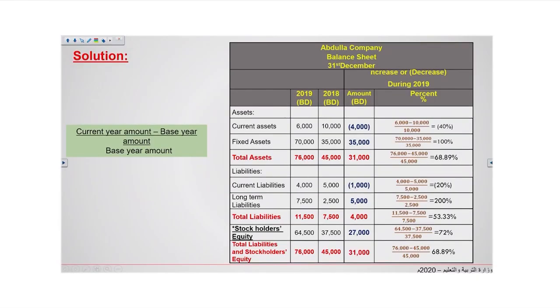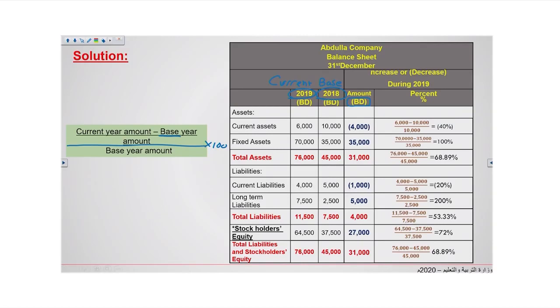The formula says current year amount minus the base year amount over base year amount, multiplied by 100. Okay, the balance sheets will be given the amounts of 2018 and 2019. 2018 is the base year. 2019 is the current year. How will we compute the amount? The amount should be in BD. We will compute the change between the 2 years.